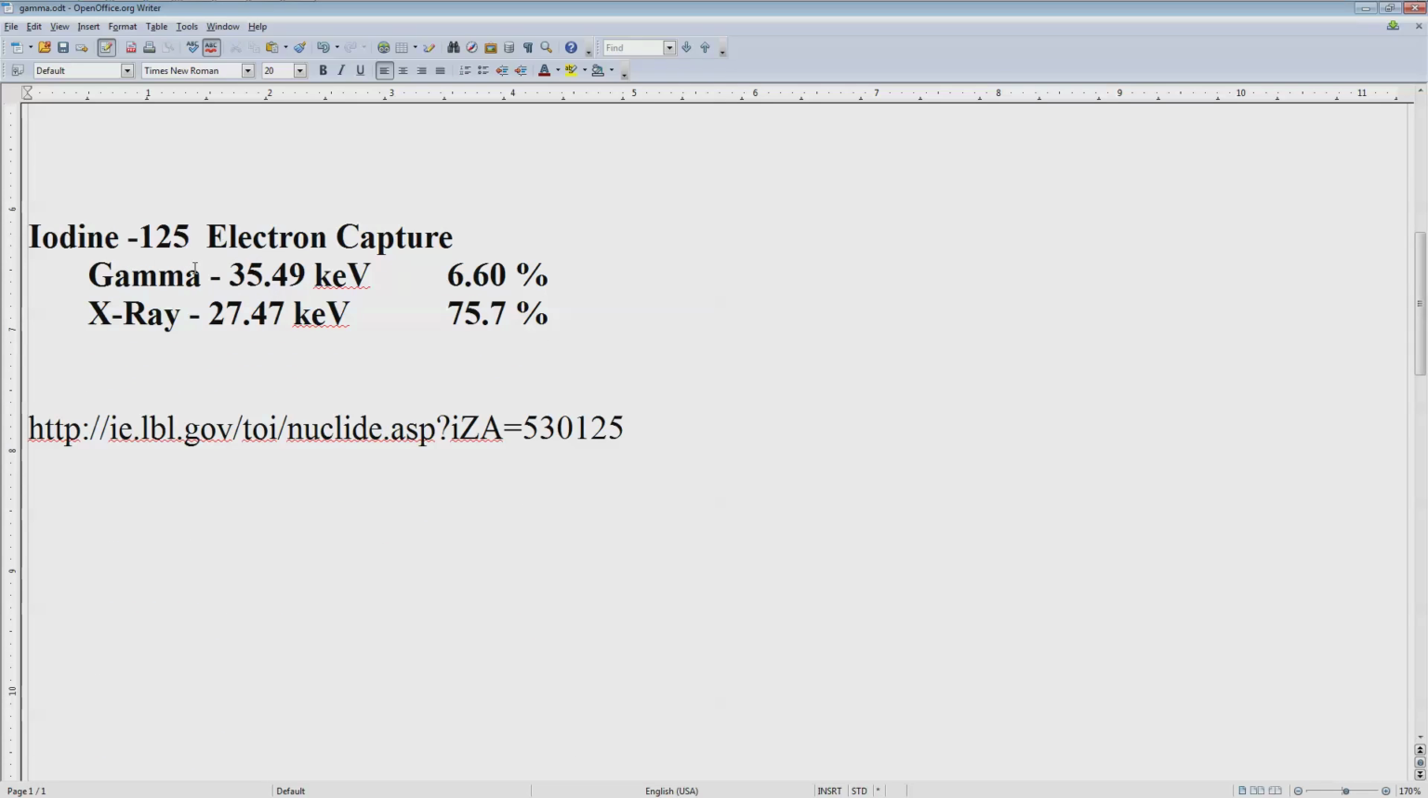It decays by electron capture. It produces gamma rays and X-rays, mostly X-rays, by the way, too. That's the strongest X-ray that comes out of it. That's the strongest gamma ray, and they're both just photons.